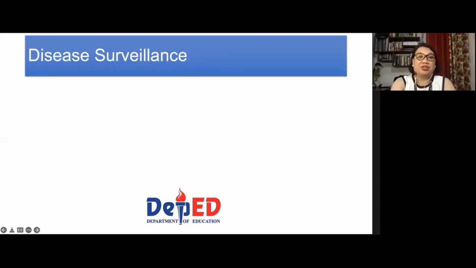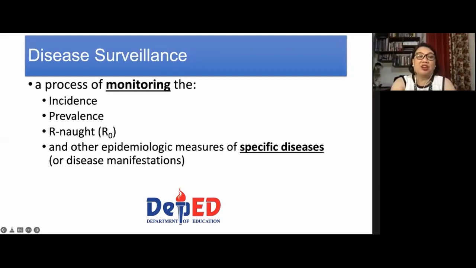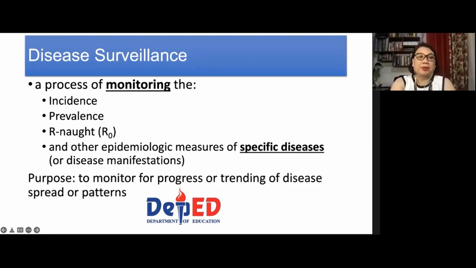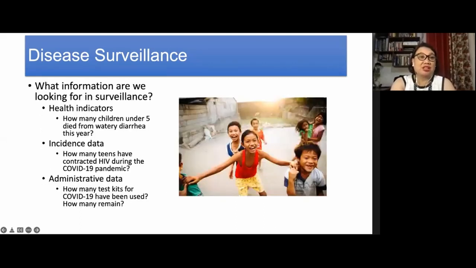Disease surveillance, on the other hand, is a process of monitoring the incidence, prevalence, R naught, and other epidemiologic measures of specific diseases or disease manifestation, the purpose of which is to monitor for progress or trending of disease spread or patterns. Examples of disease surveillance are as follows.